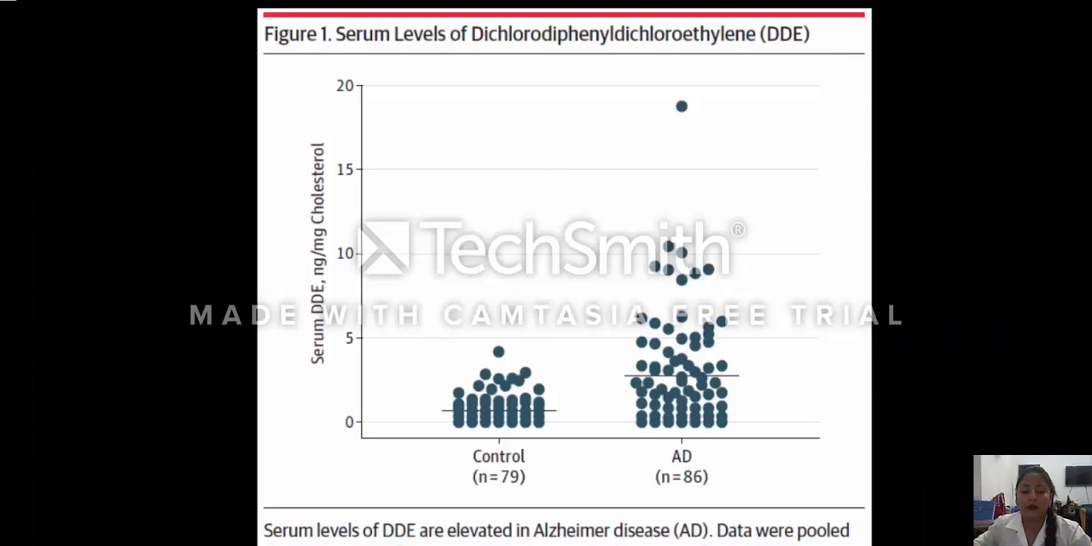So in this first table, you can see the serum levels of DDE, and again, I'm not going to say that word, it's a tough one to say. But basically what it shows you on the left is the control. Those are the people who don't have Alzheimer's, and on the right is people with Alzheimer's. And there's a statistically significant increase in serum DDT levels in those with Alzheimer's. The mean was 2.64 in the Alzheimer's group versus 0.69 in the control group.